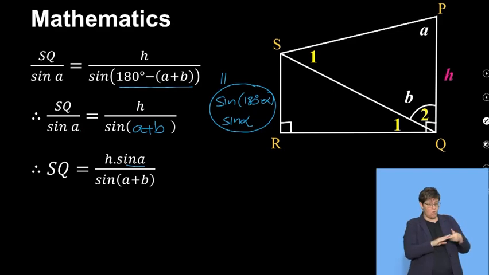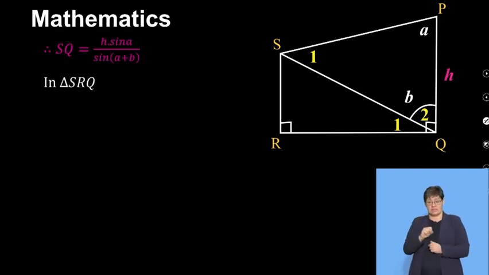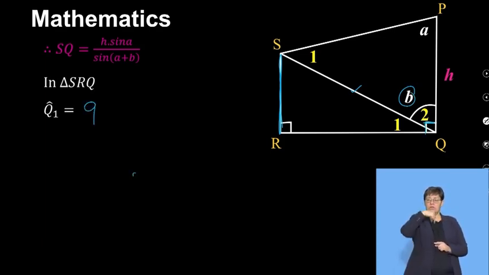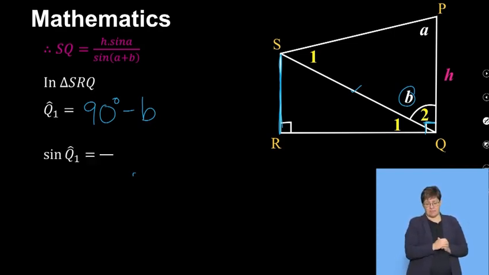Now we're going to find an expression for RS, and we're going to be using this triangle to do so. Remember we've got something for SQ already, but we need to find an expression for Q1. Because this is B and this is 90, Q1 will simply be 90 degrees minus B, because the angles add to 90, so Q1 is the complement of B.